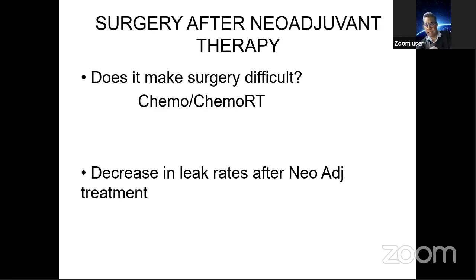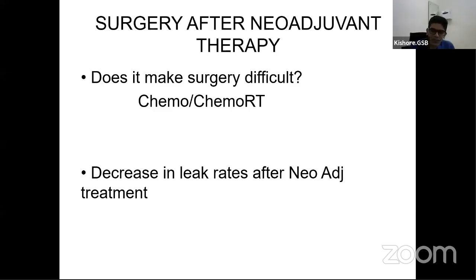It is mostly attributable to, they say, if you give chemotherapy there is higher fibrosis, and if you give radiation there is probably higher fibrosis, which leads to a decrease in leak rates after neoadjuvant treatment. So do you think this could be the reason, or is it the fact that we are operating on such locally advanced pancreatic cancer, which itself makes the pancreatic gland very hard and the ducts dilated? So what's your take on this, and what's your personal experience about complications after operating on neoadjuvant patients?